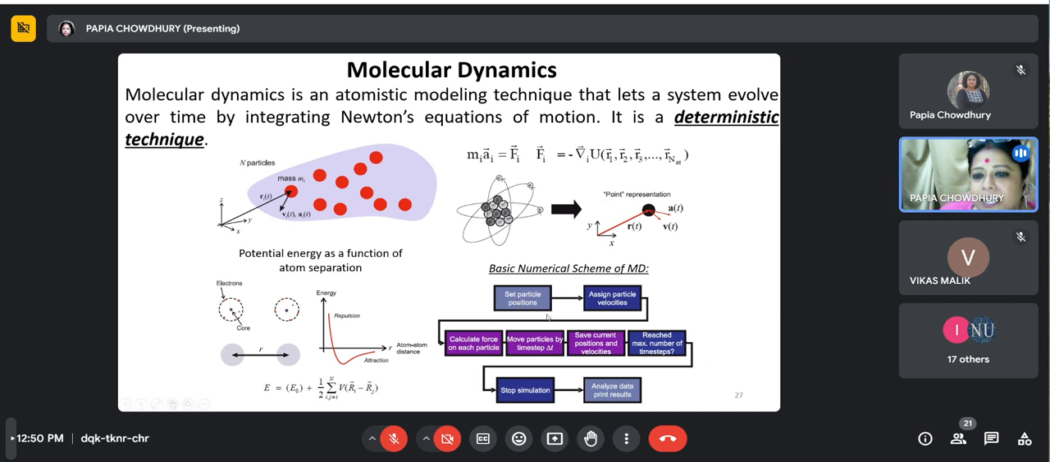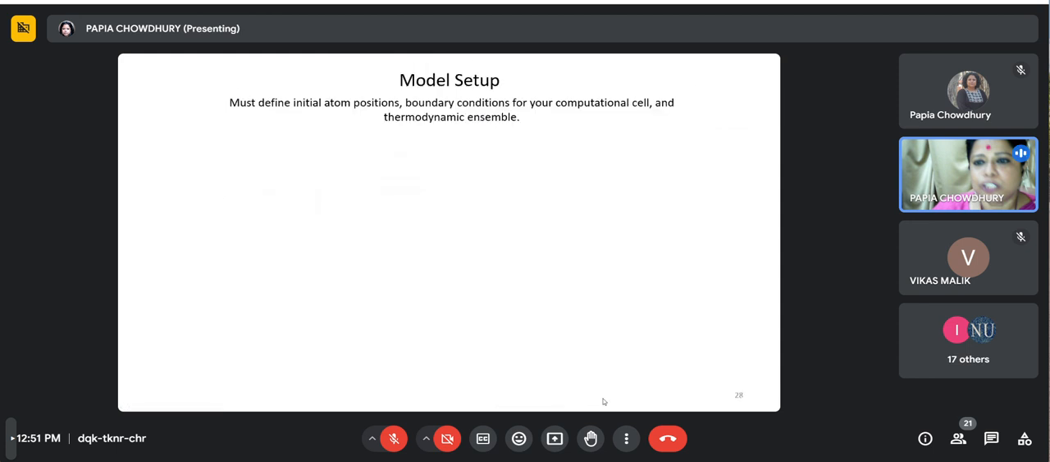So the scheme of molecular dynamics is that first you have to set the particles in position, then you have to assign the system some velocities, then you have to calculate the force field, which is a very important parameter, then solve the system, then move the particles by a small time delta t, and you set the current positions and velocities, and in this way you again solve the system. So after a certain interval, you can stop your calculation, and then you can analyze the data to see how the dynamic system is behaving.